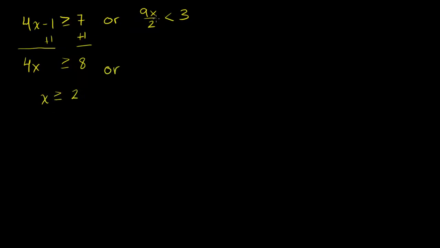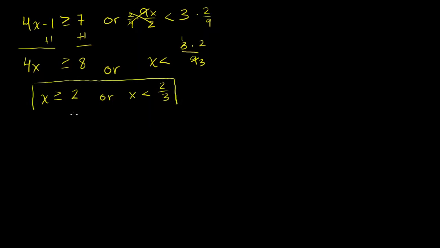Or let's do this one. Let's see, if we multiply both sides of this equation by 2/9, what do we get? It's a positive number, so we don't have to do anything to the inequality. These cancel out, and you get x. X is less than 3 times 2 over 9. 3 over 9 is the same thing as 1 over 3. So x needs to be less than 2/3. So that's our solution set. X needs to be greater than or equal to 2 or less than 2/3.